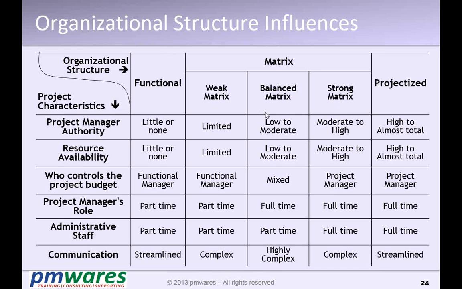And a balanced matrix is something having equal kinds of things, but normally balanced matrices are also tilted towards projectized. If you see, the project manager's role is full time here, so it is more inclined towards project than functional, but their influence is almost equal. What they are saying here is how things happen in a balanced matrix or strong matrix organization. In a functional organization, the project manager has little authority, while in a projectized organization, the project manager has complete authority.